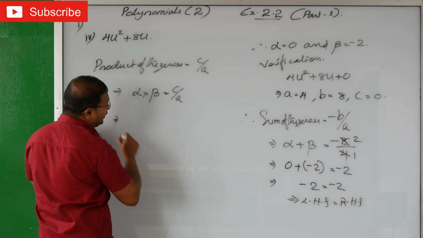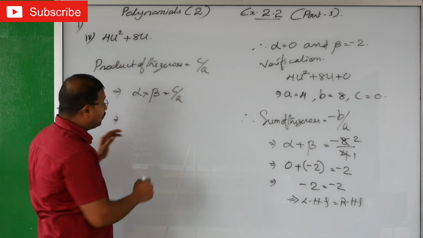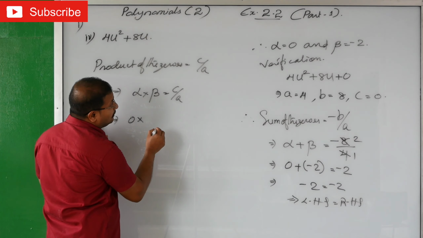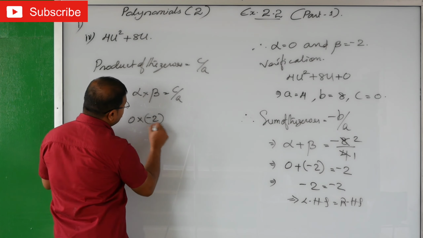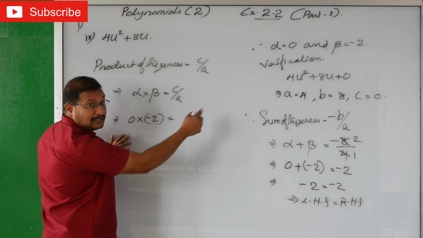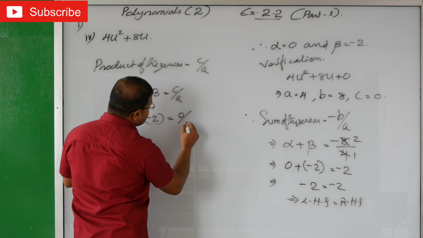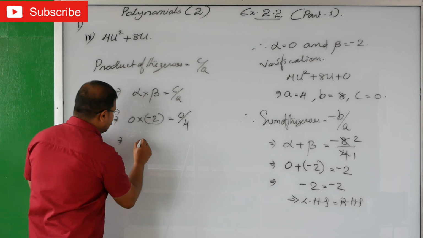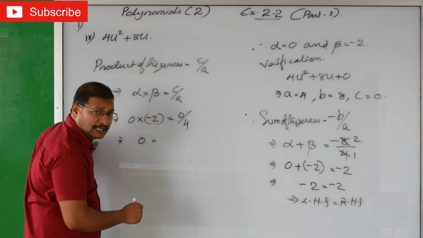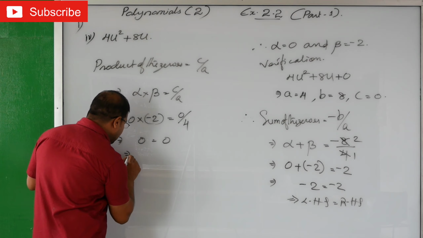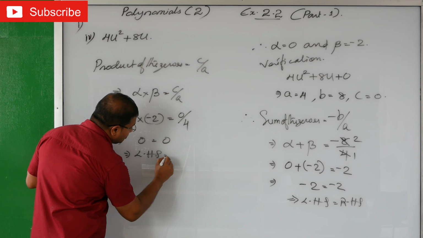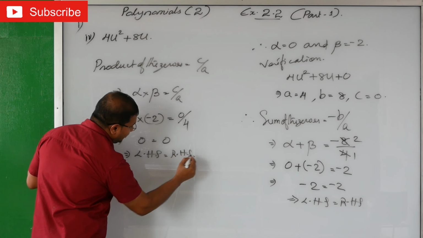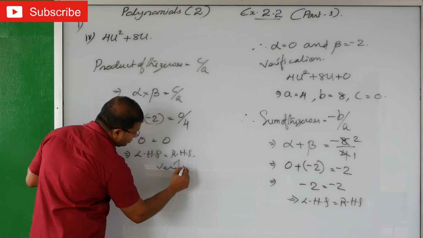This implies, what is the value of alpha? Alpha is 0. 0 into beta, that is minus 2, equals C. The value of C is 0, by A, which is 4. Any number into 0 is 0, equals 0 by any number is 0. That means LHS equals RHS. So what you can write? Verified.